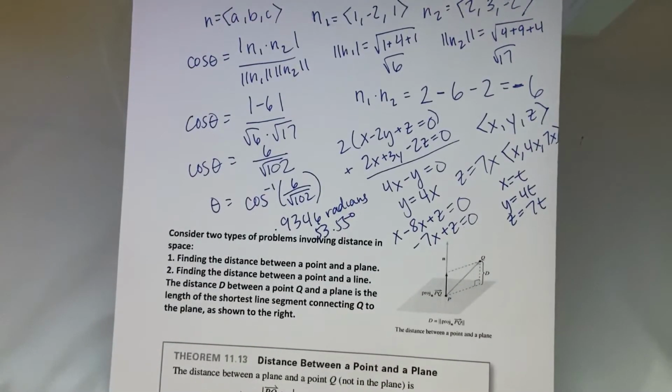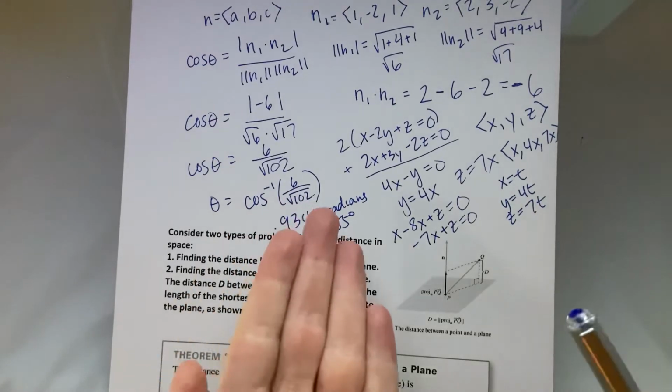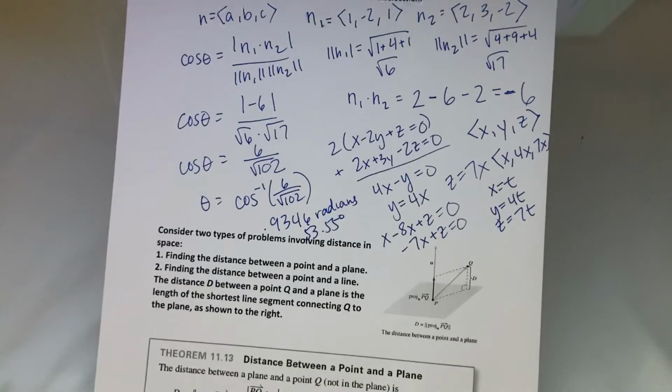Now, another way you could have done this and got the same vector is if you did the cross product of our two original vectors, you would have gotten the same thing. So here's a systems of equations way of doing it, and there's also a cross product way of doing the same product.